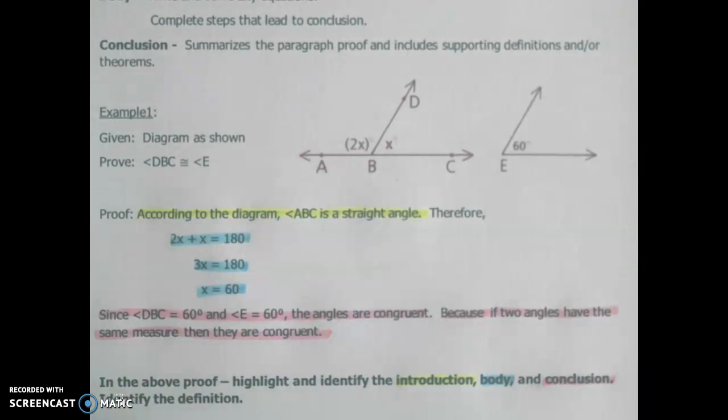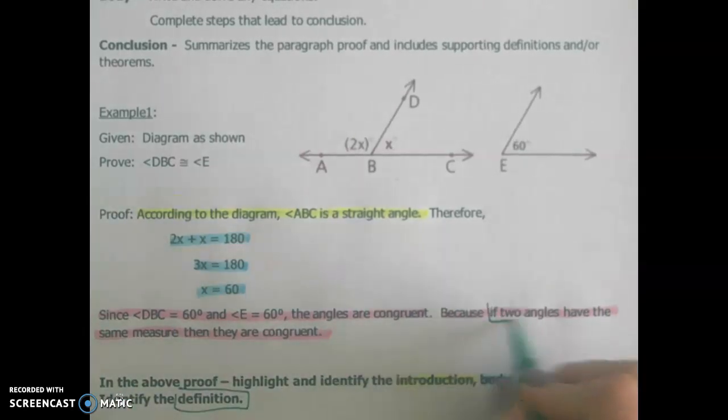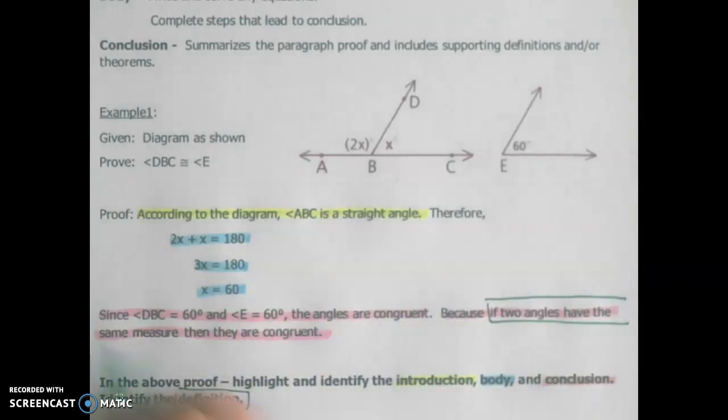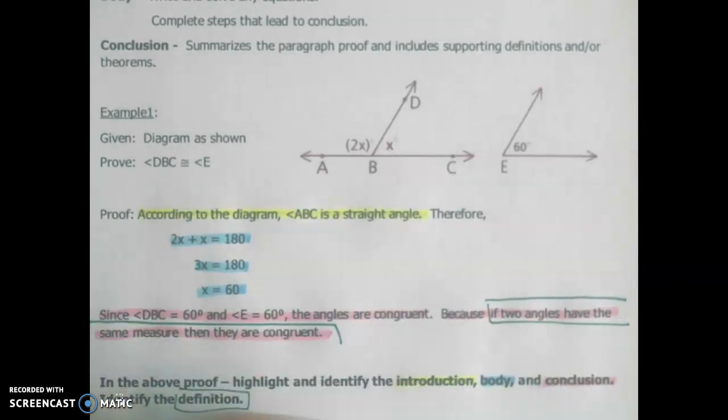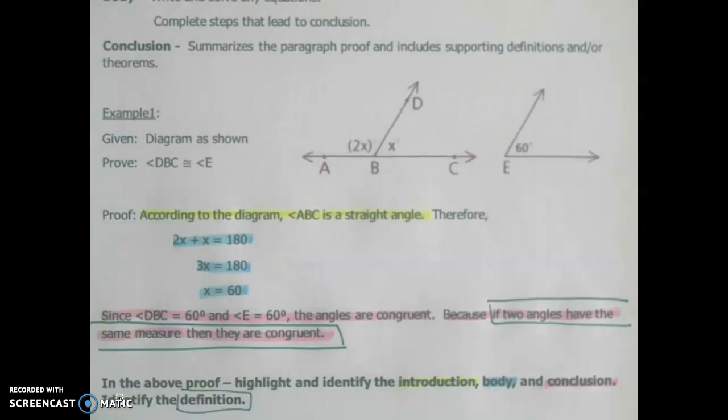So what's our definition? I'll box that in green. That is, if two angles have the same measure, they are congruent. That is our definition. And so that is the completed breakdown of our first example. So let's work two more together now.